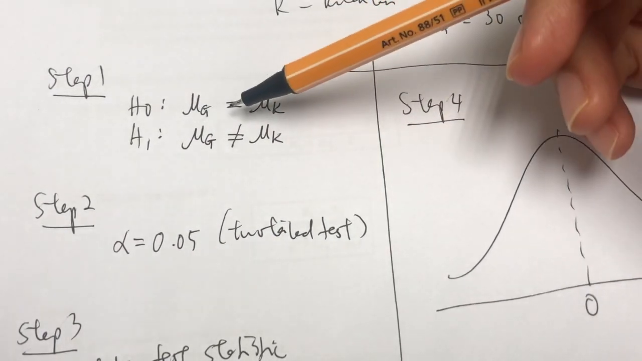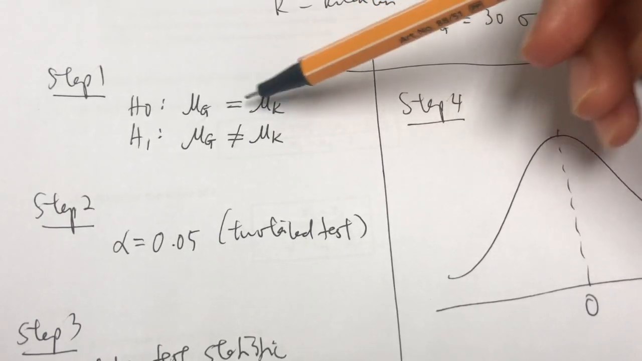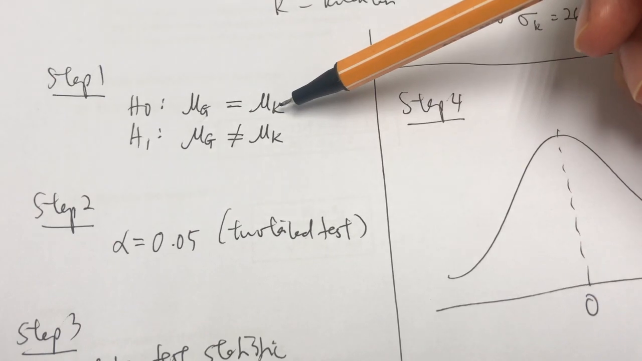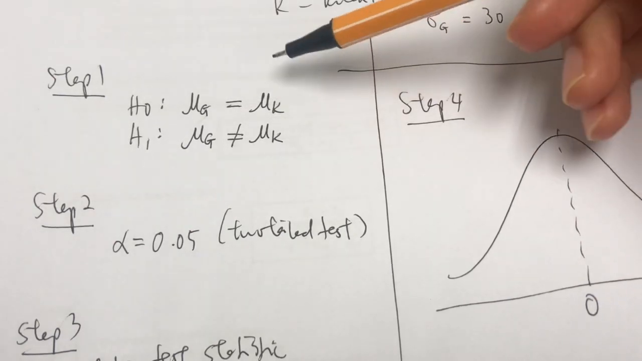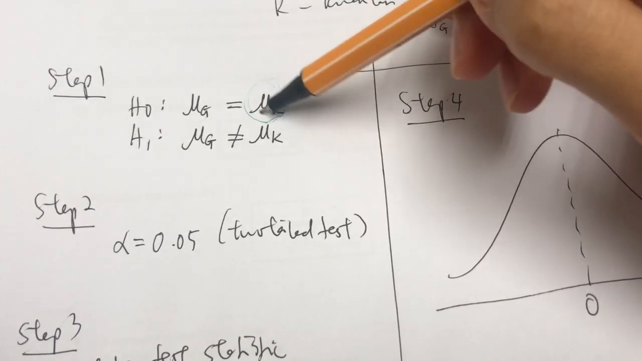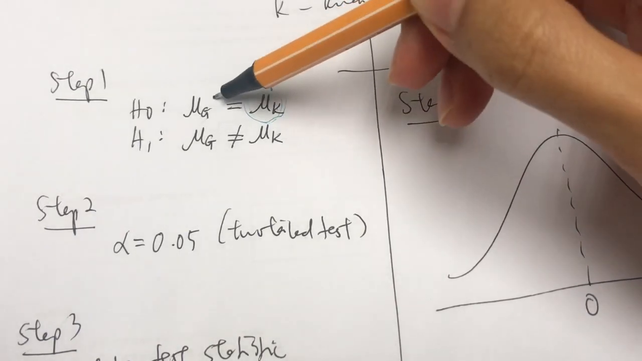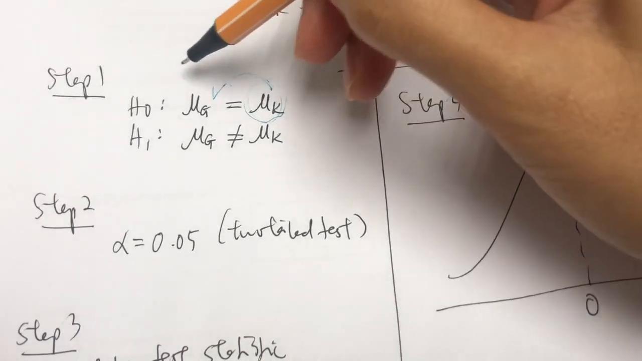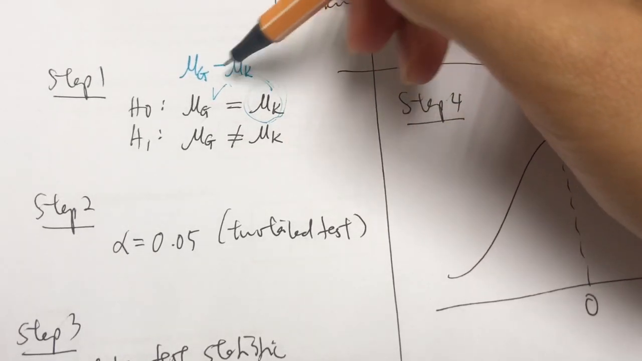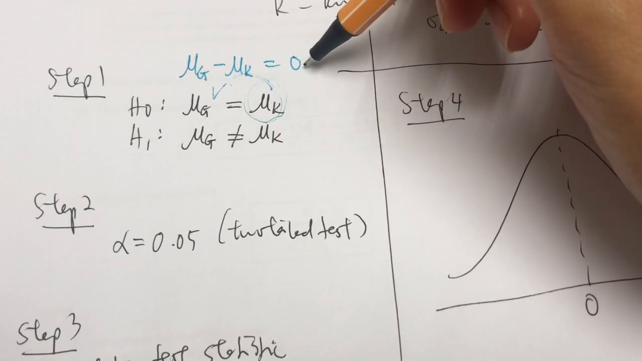Here we hypothesized that there is no difference between the population means for the Gombak and Kuantan campus, right? So there's no difference. So in other words, if we were to take this mu k and put it to the left-hand side, how would it look like? It would be like mu g minus mu k. And because there's no difference, it will be 0, correct?